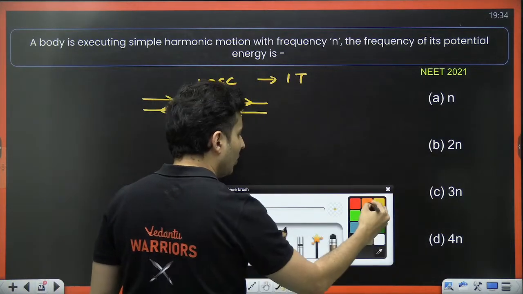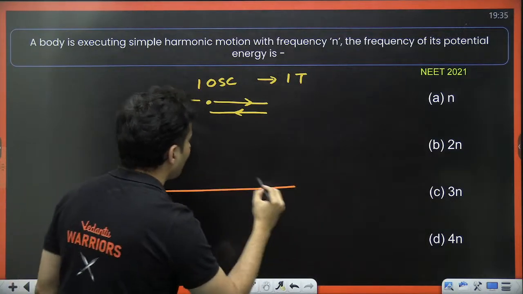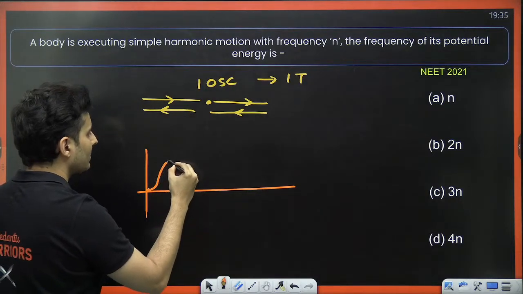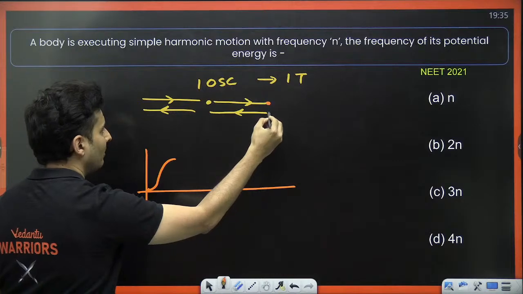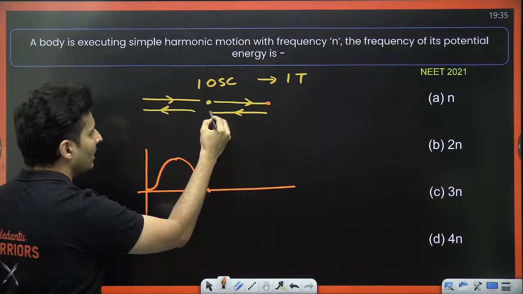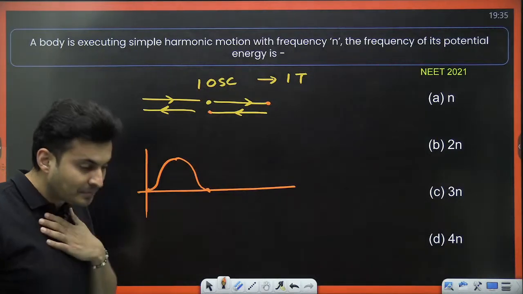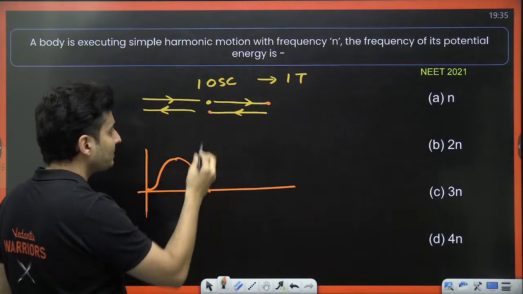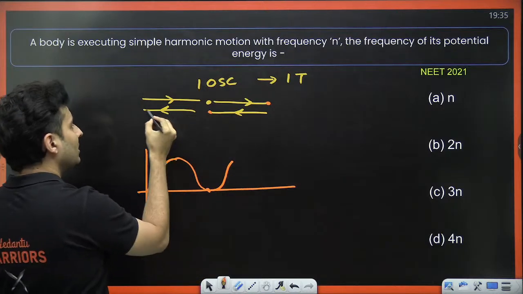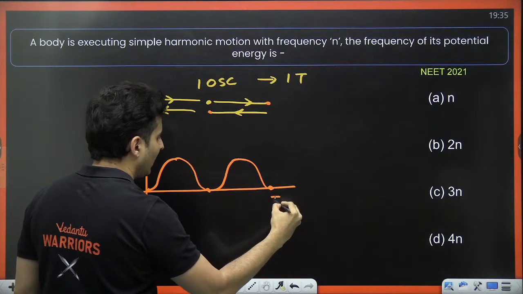But if you look at how the potential energy will change, observe what will happen. Potential energy will increase, increase, increase. As you reach here, it will be maximum. Then it will decrease, decrease, decrease, become zero. It will become zero till here. Again, it gets compressed. Potential energy increases, increases, increases. Maximum. And again decreases, decreases, decreases, and becomes zero. So this is one time period.